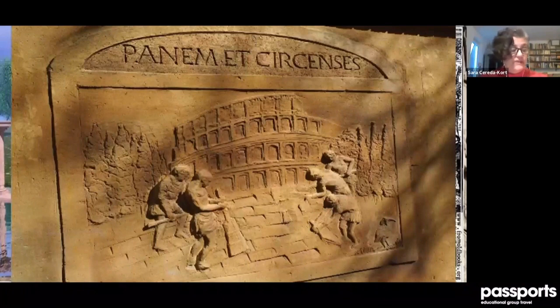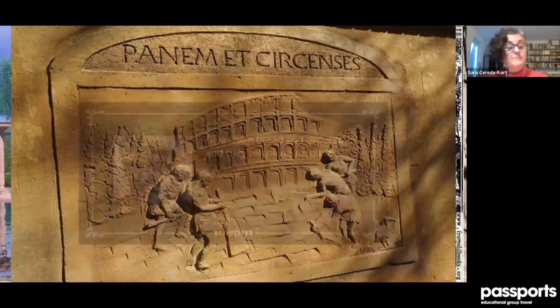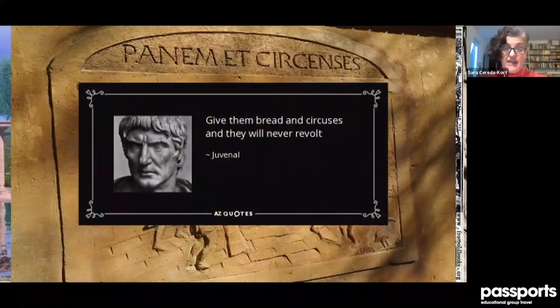But why was this arena built? If you see this terracotta with the sentence on the top of it in Latin, panem et circenses, it means bread and circuses and games.